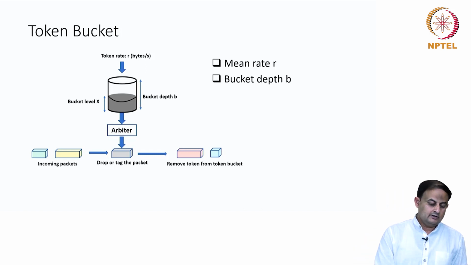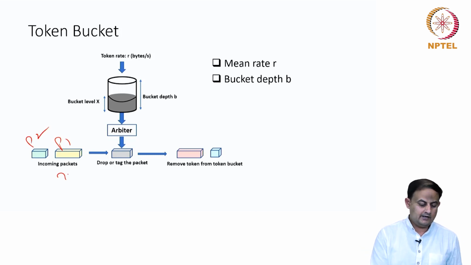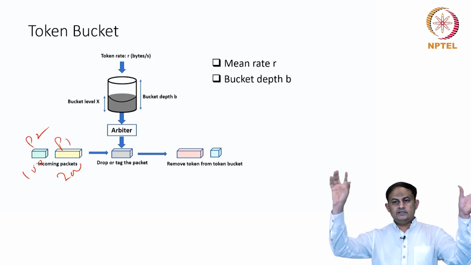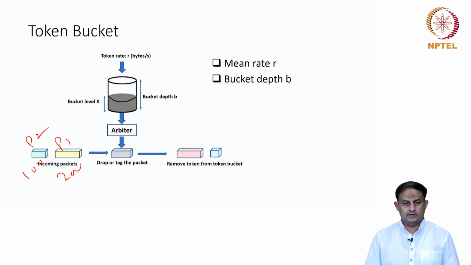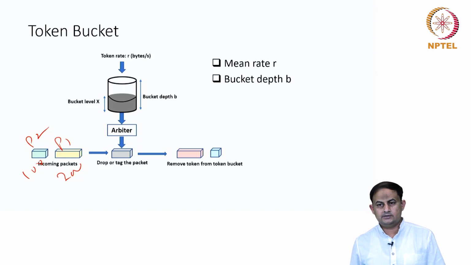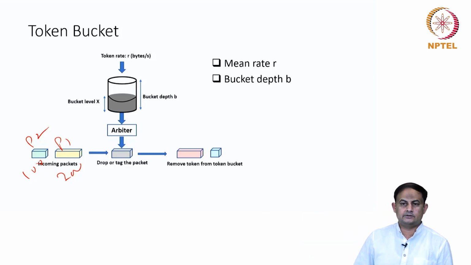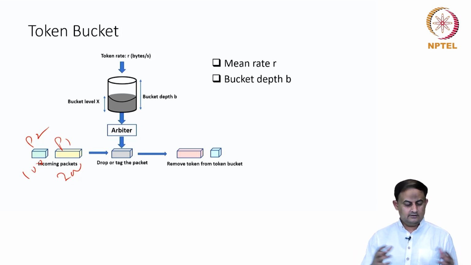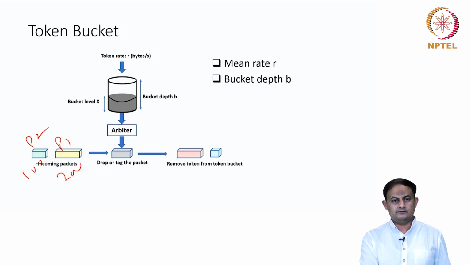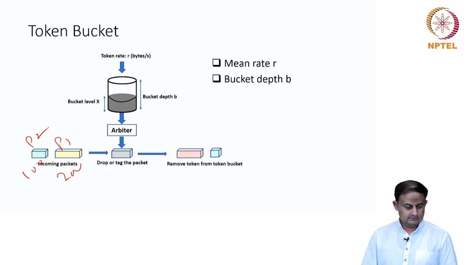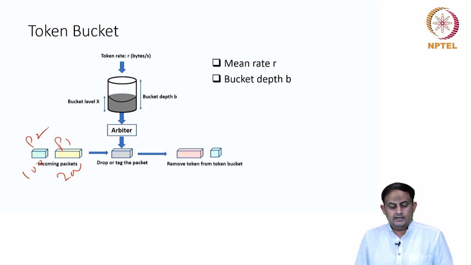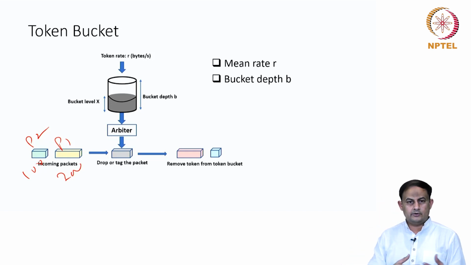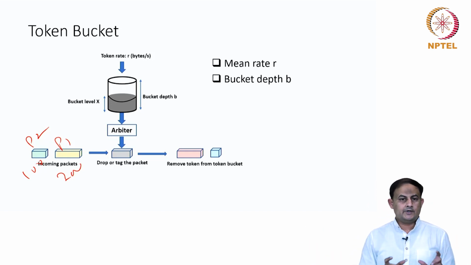So here is a picture, the incoming packets. Let me call this packet P1, this packet P2. P1 might have, let us say, 200 bytes of data, and P2 might have 100 bytes of data. The size of the packets inside the IP network is variable. It can have 0 bytes, or at the maximum it can have 65,535 bytes of data. The size can actually vary between 0 to 65,535.